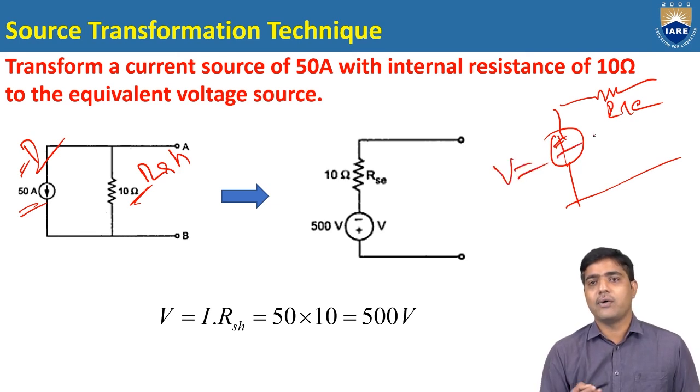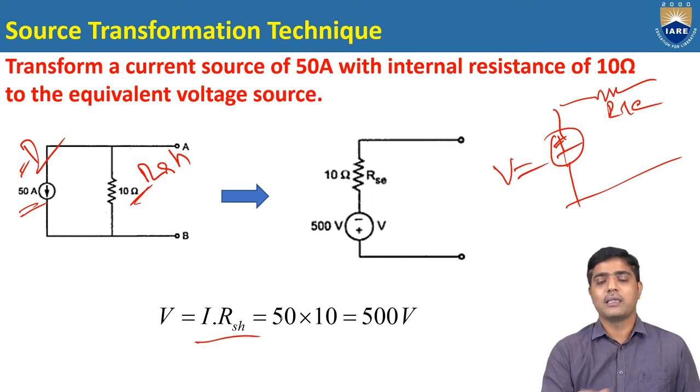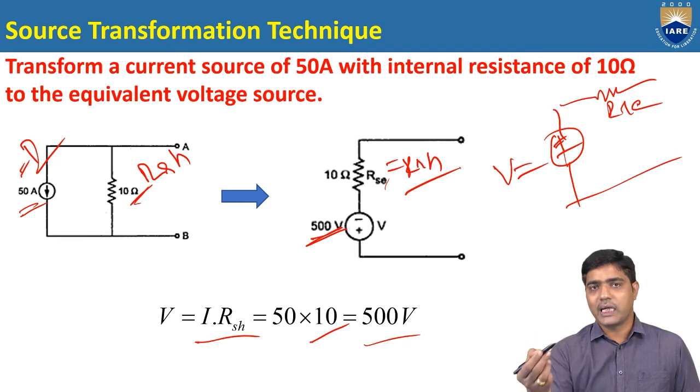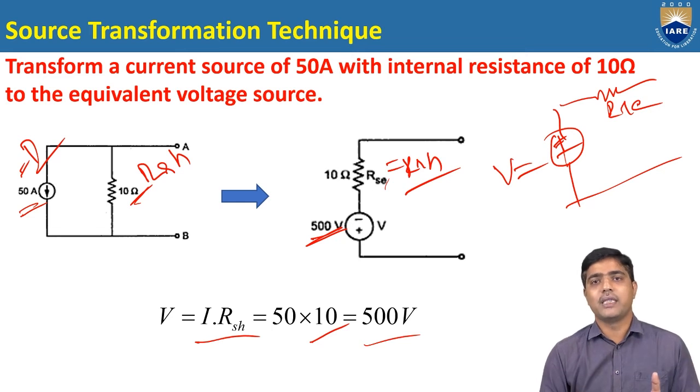V equal to I into RSH. What is the I? That is the 50 amps. What is the RSH? It is the 10 ohms. So it is going to be 500 volts. Then what is the series resistance? That is equivalent to the RSH. So 500 volts connected in series with the 10 ohms is equivalent to the 50 amps current source connected in parallel with the 10 ohm resistance. So these two circuits are equivalent to each other.